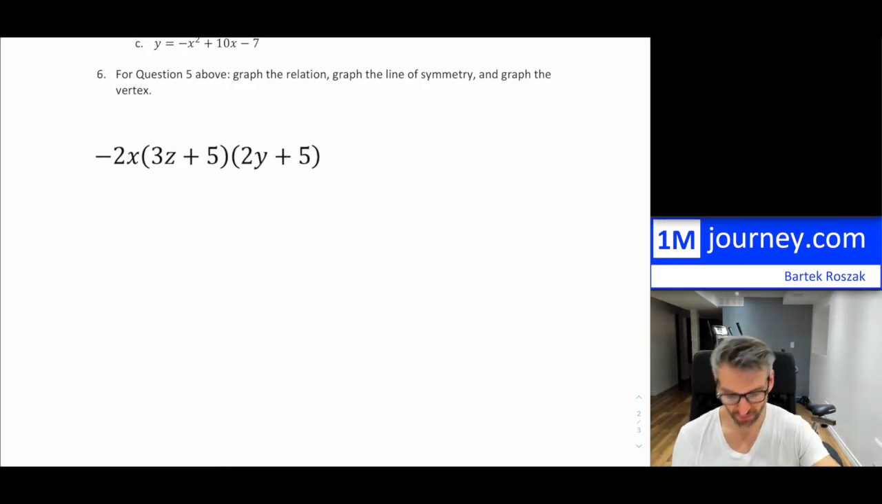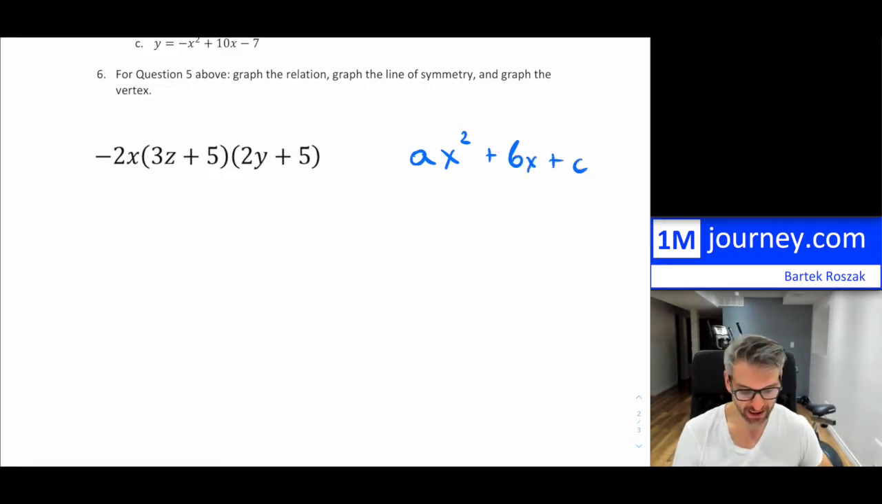Quadratics, recall, are always going to be in the form, when you expand them out, ax squared plus bx plus c, where a, b, and c are some numbers. Typically they'll be integers, but they don't have to be. The a is not going to be equal to 0, because if it was, you would just have bx plus c, and it would not be a quadratic anymore. That would basically be a linear expression. So I know that it's not going to be a quadratic.